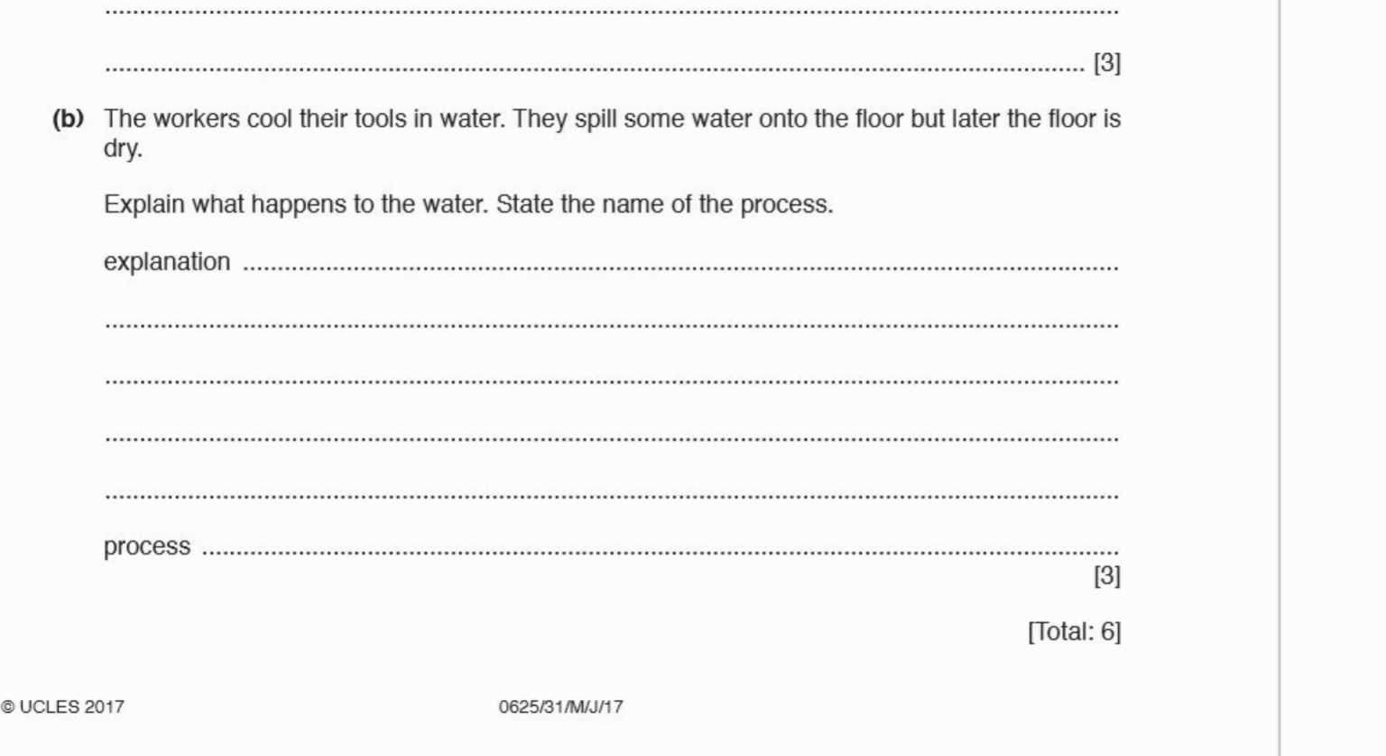B. The workers cool their tools in water. They spill some water onto the floor, but later the floor is dry. Explain what happens to the water and state the name of the process. Okay, well, what's happening in this case is evaporation. Certainly I can label that down here now. The water's evaporated.